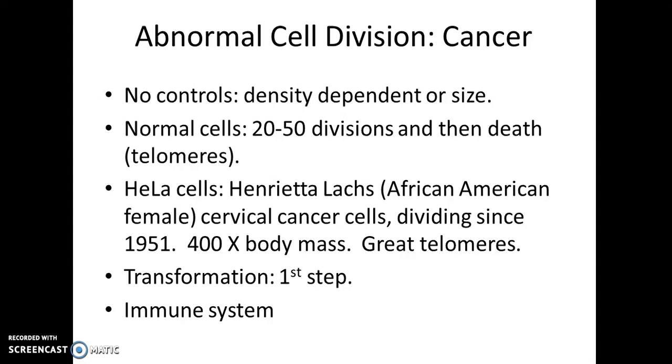Why do they continue to divide? Because they have very stable telomeres. Whereas in our cells, the telomeres get shorter every time they divide. The HeLa cells' telomeres are stable and do not get shorter at all. So what's the first step to cancer? It is transformation, and that's usually caused by some type of mutation. The immune system usually keeps an eye on cancer cells and kills them right away. But all you need is for one cell to escape your immune system and you can develop cancer.